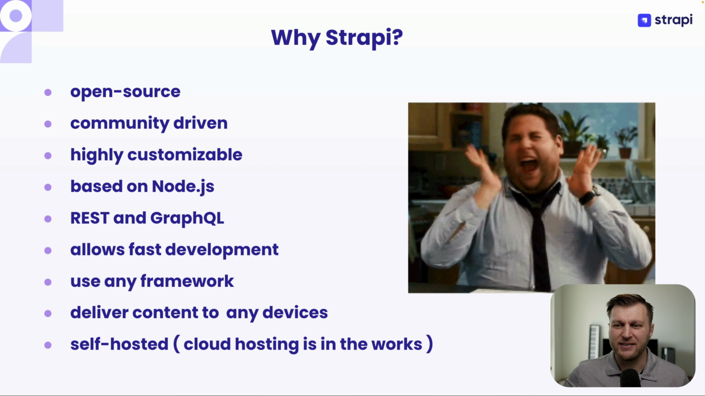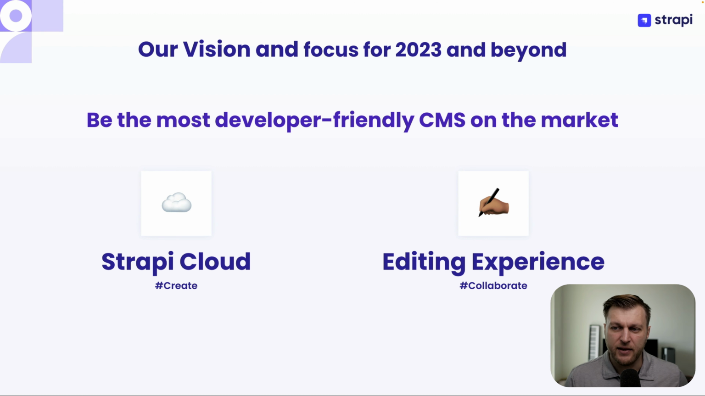And I should have changed that in the slide. Cloud is out. And our vision and focus for 2023 and beyond is to still continue to be the most developer-friendly CMS on the market, but now also shift the focus on providing amazing Strapi Cloud support, as well as continuing to improve editing experience for our editors and content managers.